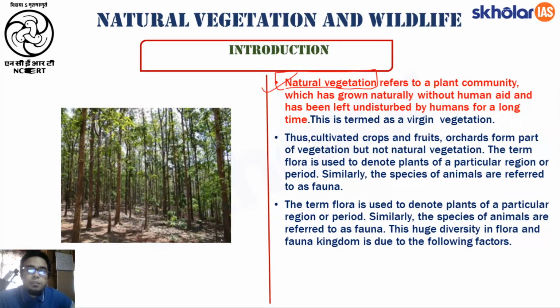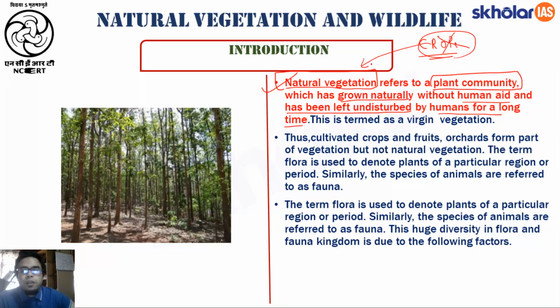So natural vegetation basically refers to a plant community which has grown naturally without human aid and has been left undisturbed by humans for a long period of time, right? So the plant species which are growing in a particular area without any external influence or human interference, we call this natural vegetation. But on the other hand, we grow crops, right? So crops cannot be considered a part of natural vegetation because crops are grown with the help of human intervention. Understood what is natural vegetation? Fine. So this is termed virgin vegetation as well.